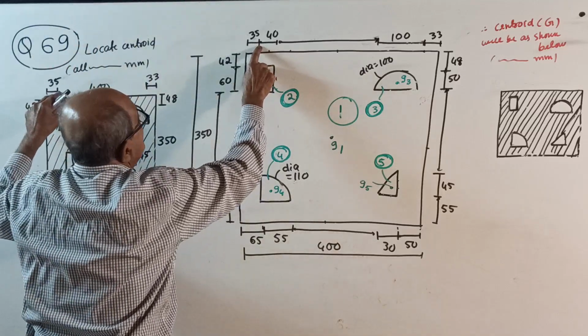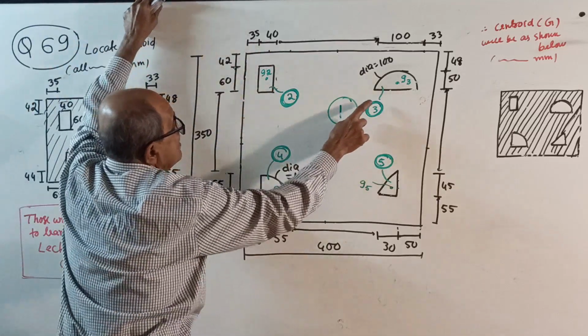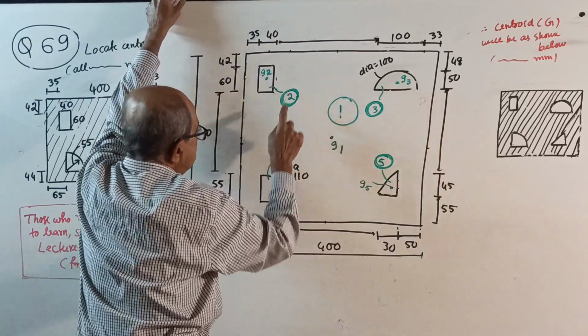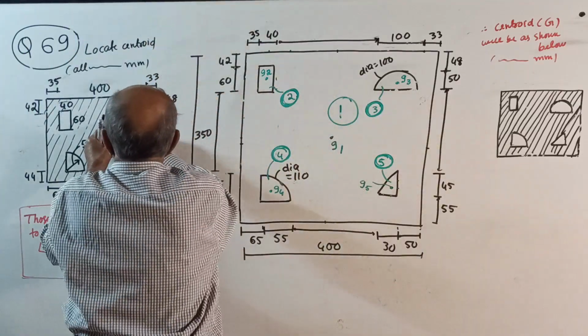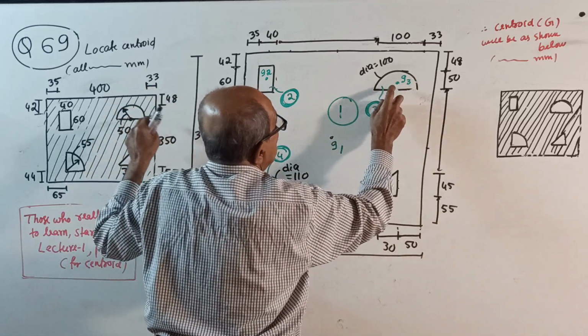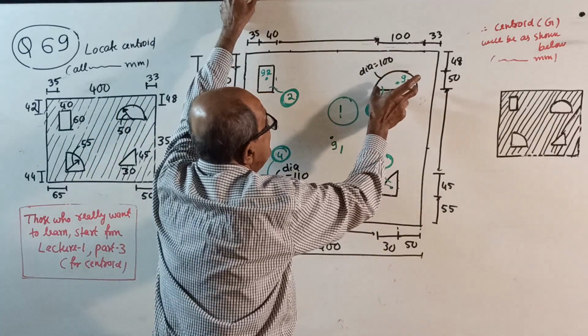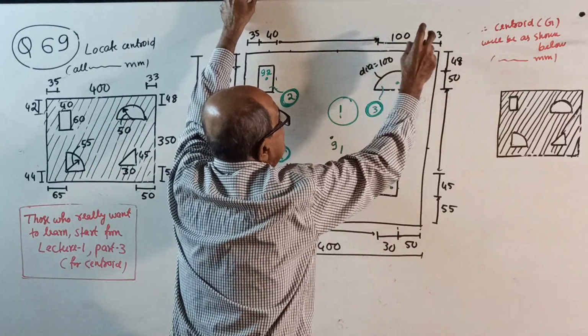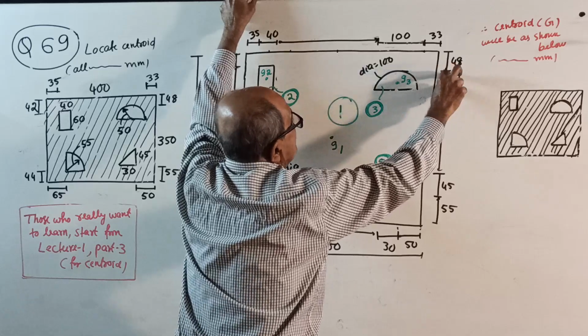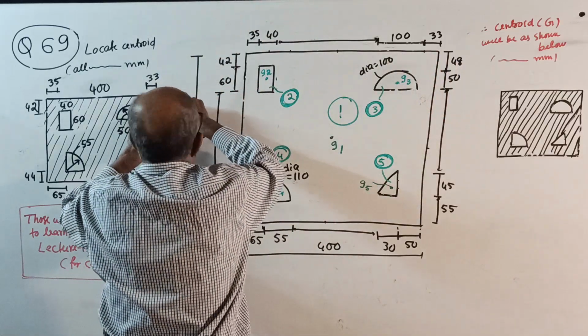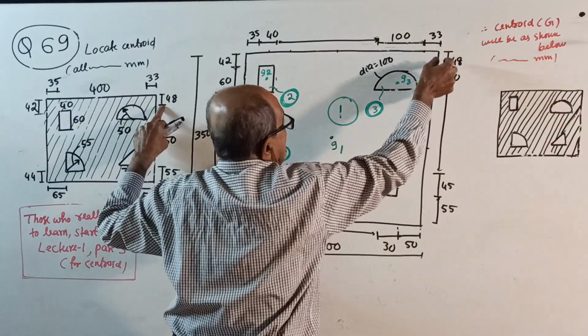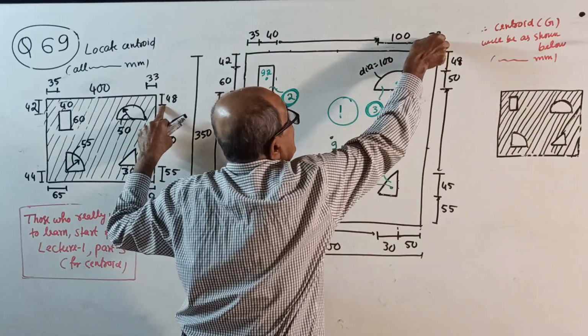Given in the question, 40. Now here, figure number 2 or 3, semicircle of base 50. Sorry, radius 50, so diameter becomes 100. This is 100, this is 50 radius. This gap is 48. Here, this gap is 33.